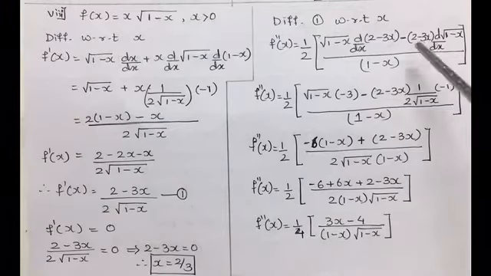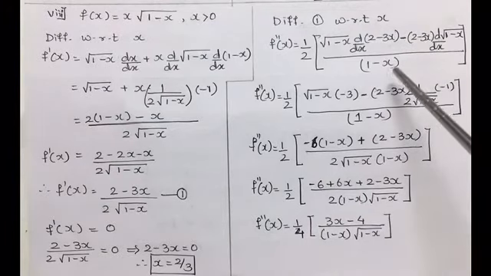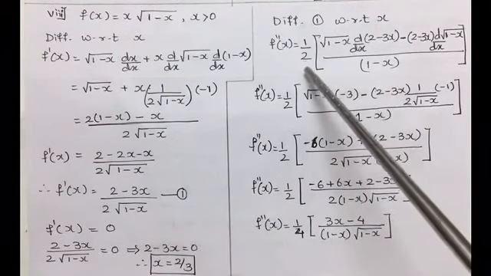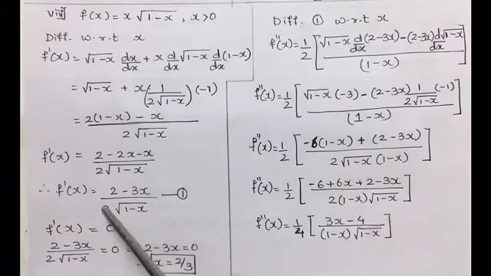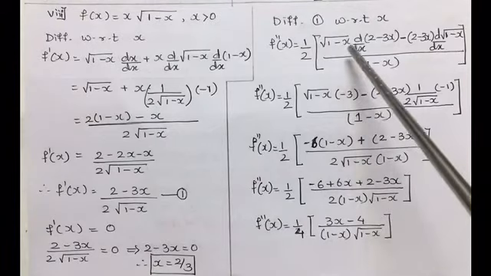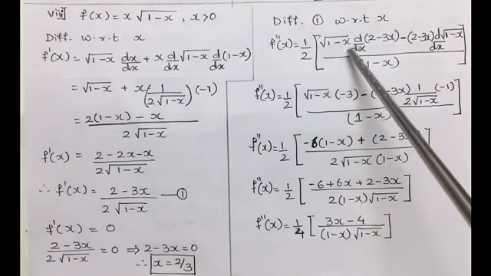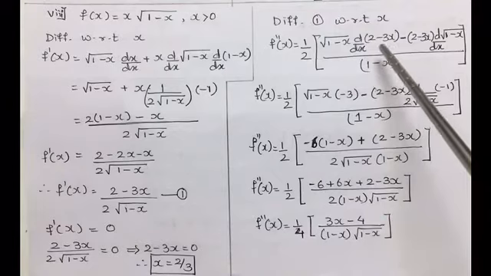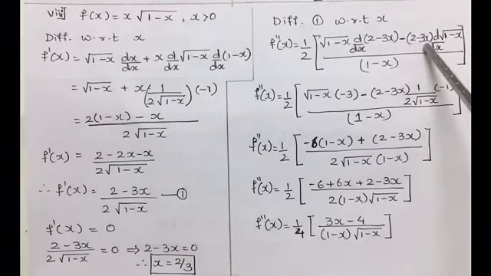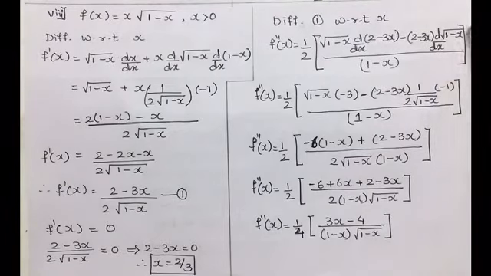Now differentiating once more with respect to x for the second derivative, we have to make use of the division rule here. So half is being taken out, this 2 is being taken out as half here, and using the division rule, root of 1 minus x as it is, d by dx of 2 minus 3x, minus 2 minus 3x as it is, d by dx of root of 1 minus x. Here again the chain rule is to be used.